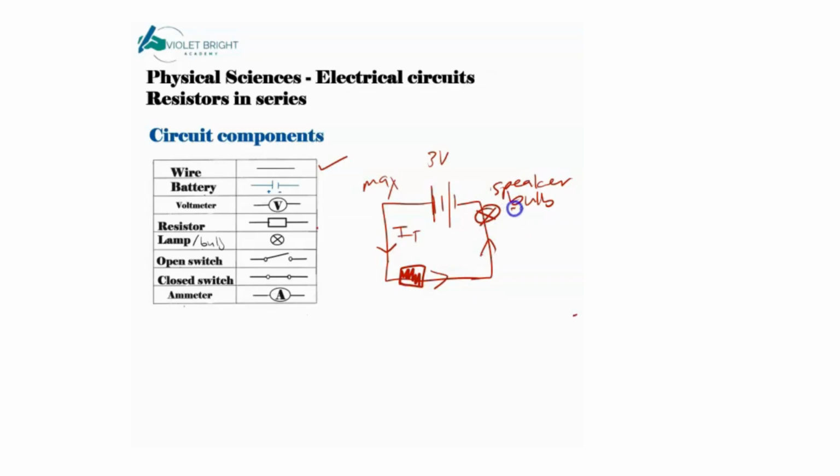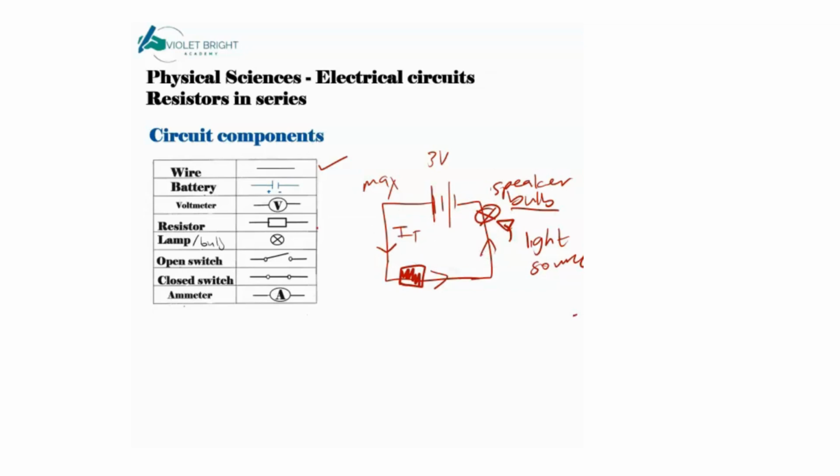Also, a bulb is in essence a resistor too, so it will have the same effect. Although a bulb will convert electrical energy to light energy, like our light source, it is also a resistor, because it will also reduce the current that is flowing.